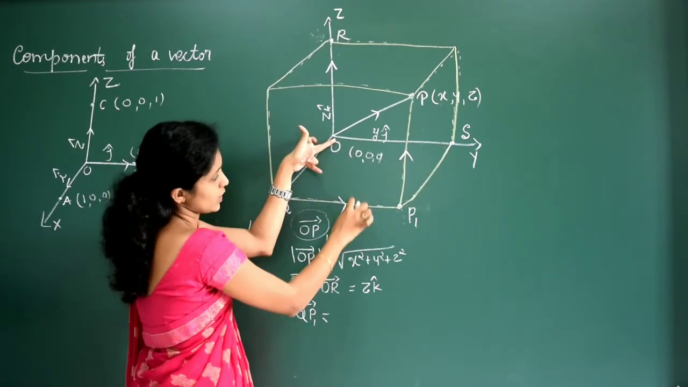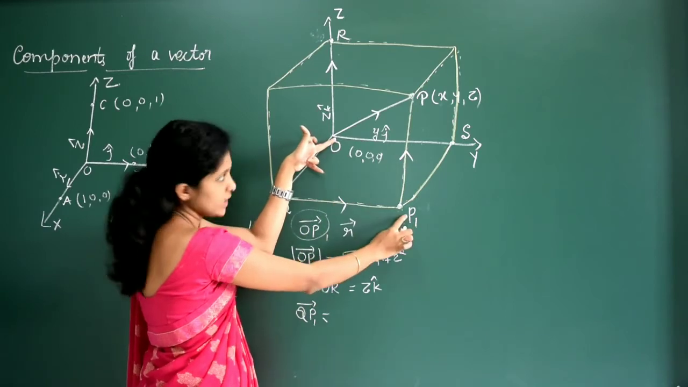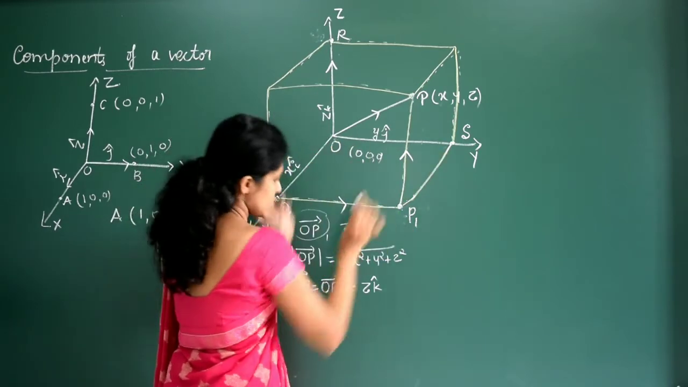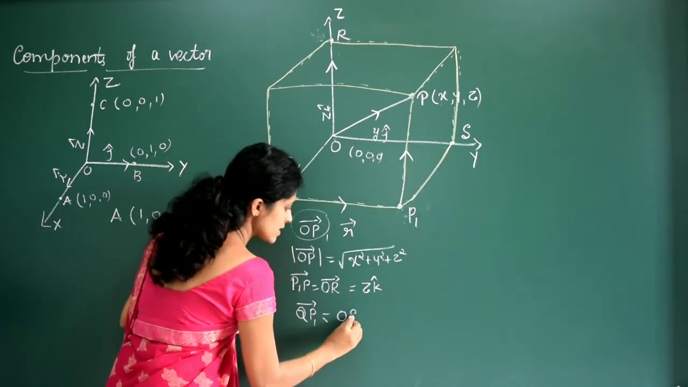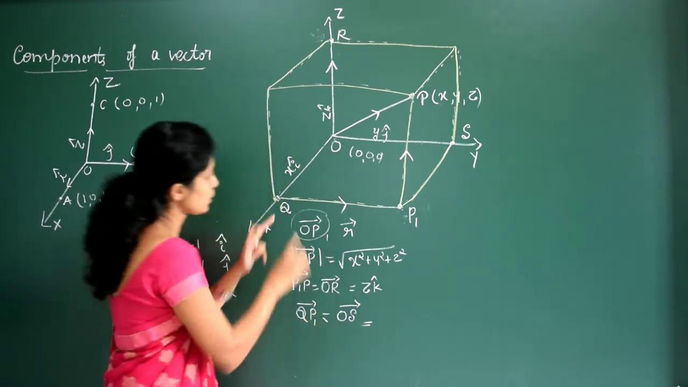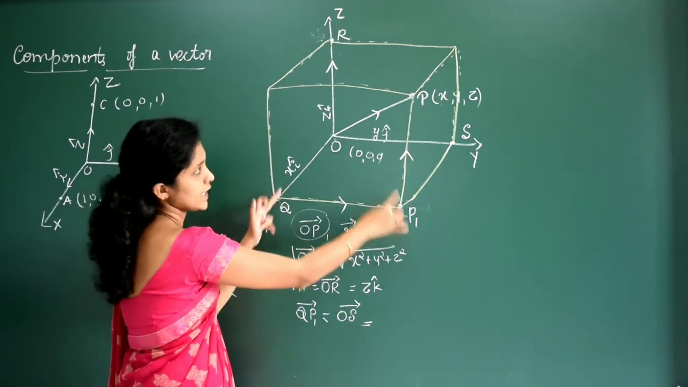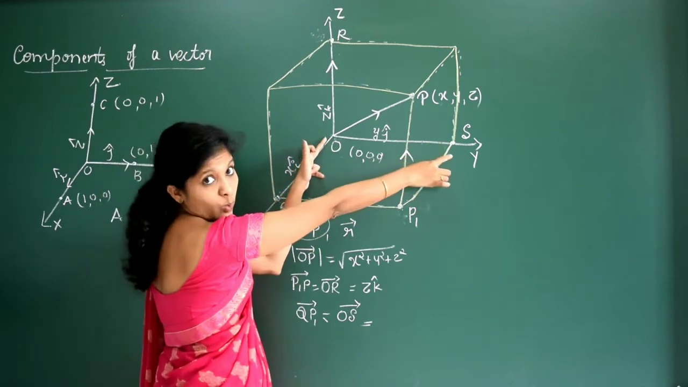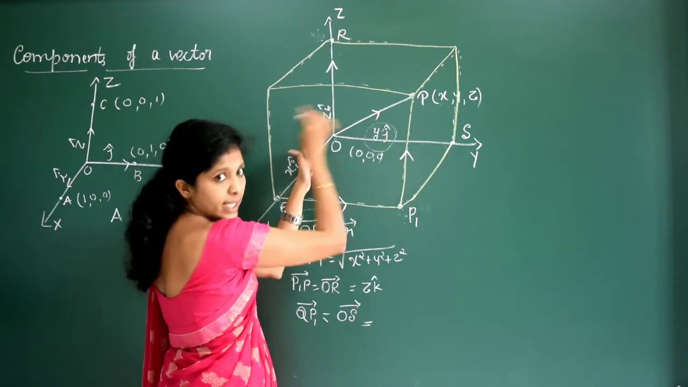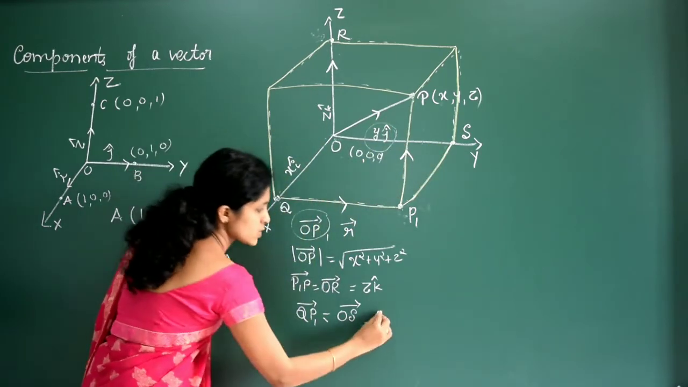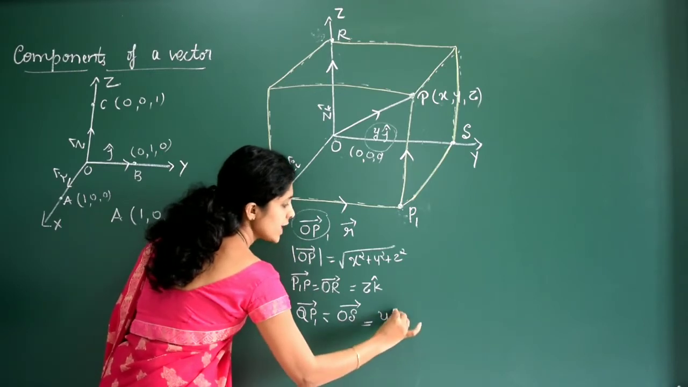These are parallel. So you can see here QP1 is equal to the OS vector. So what is QP1? QP1 is equal to the OS vector, and the OS vector is nothing but Yj cap. So here QP1 is also equal to Yj cap.